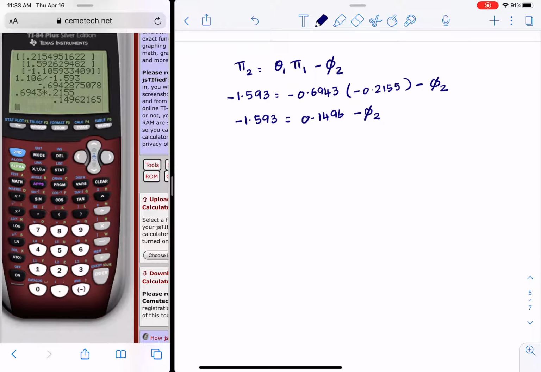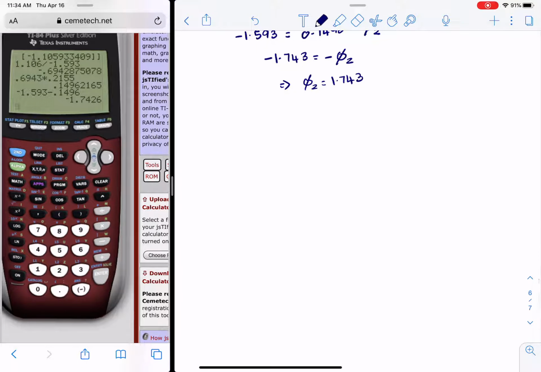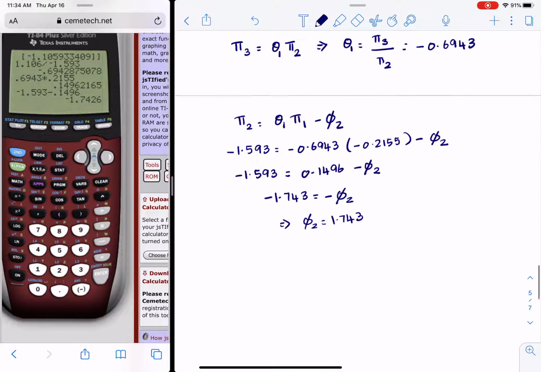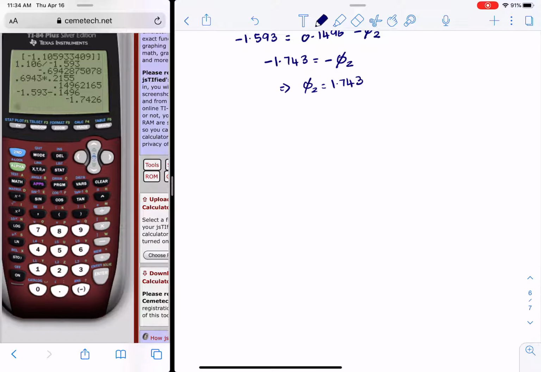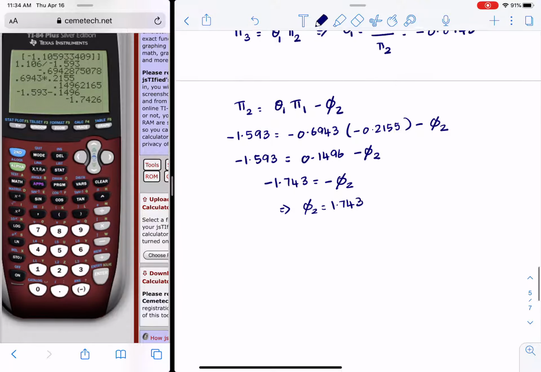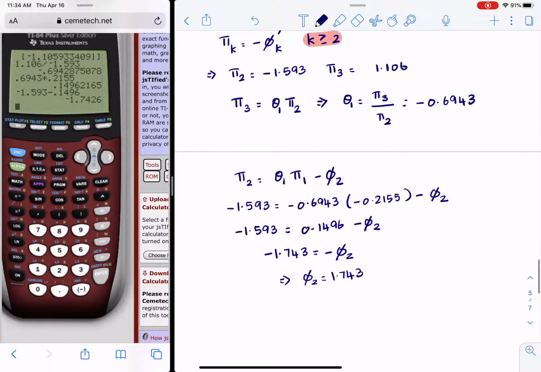Move things to the other side. We have minus 1.593 minus 0.1496. So negative 1.743 would equal negative phi 2, which would imply phi 2 is 1.743. Now we have the value of theta 1 and phi 2.